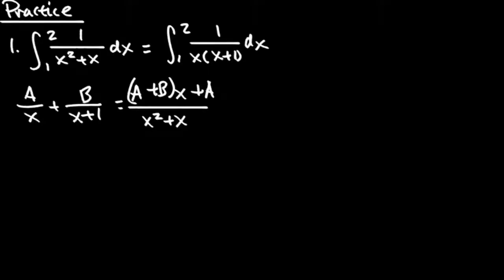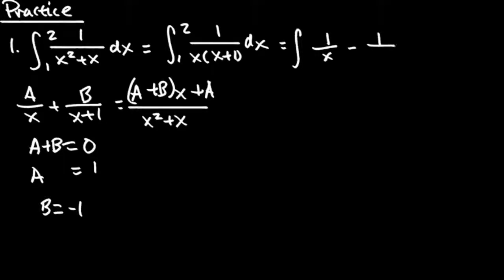Okay, so there is no x coefficient, so a plus b in this case, yet again, is 0. And then a equals 1. Okay, cool. So that means b equals -1. That's pretty easy. Integral of 1 over x minus 1 over x plus 1 dx.